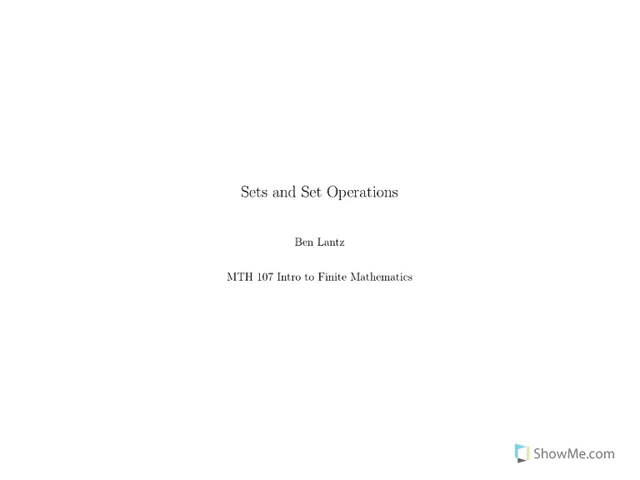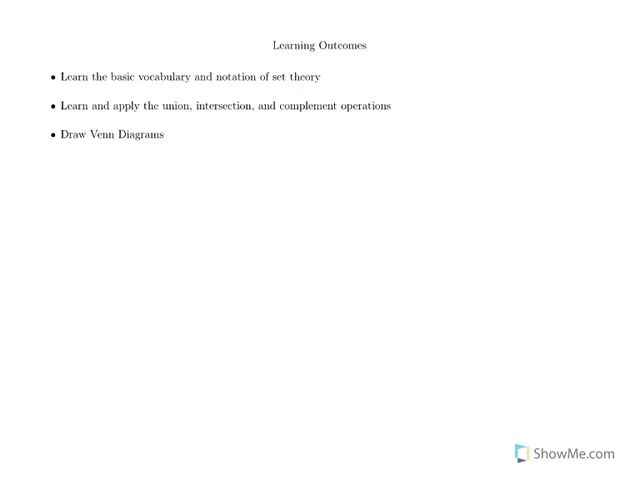In this video, we're going to start looking at sets, set theory, and set operations, introduce a bunch of terms and vocabulary, and then talk about some basic operations we can do on these things called sets. So again, we're going to learn the basic vocabulary and notation of set theory, learn and apply the union, intersection, and complement operations, and then we're going to use Venn diagrams to diagram and represent some things we're doing in set theory.